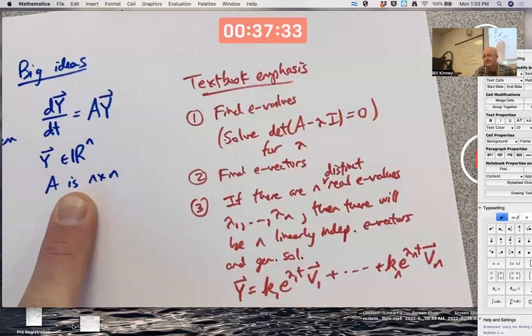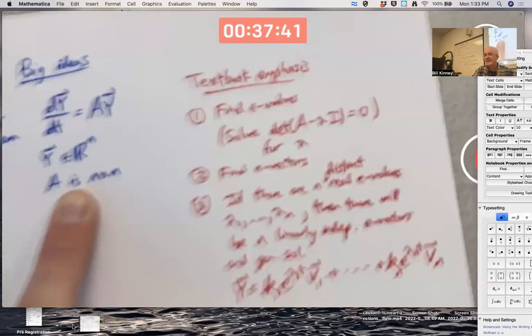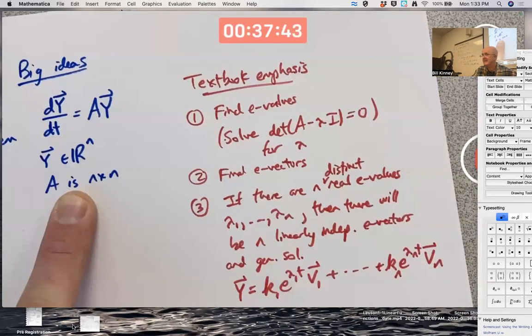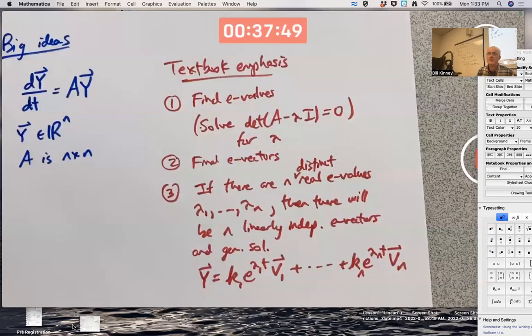Is it magical? It seems magical, but it's actually fairly easy to verify, and the book does it in the 2x2 case. You do get cosines and sines involved in that case. You do get oscillation. When n is bigger than 2, it's more complicated. We don't go into details.